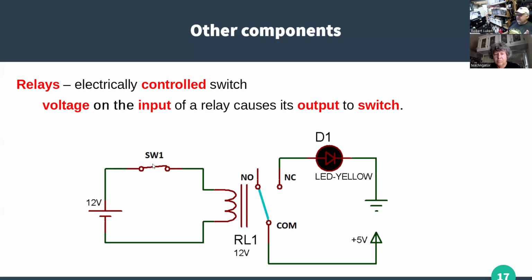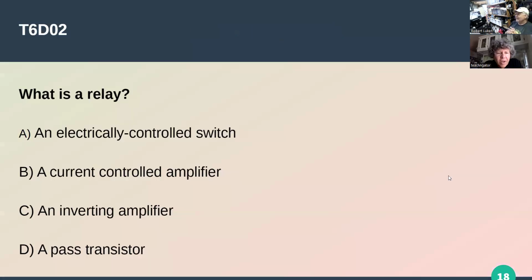So in this case, if we close switch 1, it should light up the yellow LED, because it's going to connect this 5-volt battery up to the normally... actually, these are labeled wrong. It should be normally open to the LED. I didn't draw it, so it's not my fault. What is a relay? Alpha.